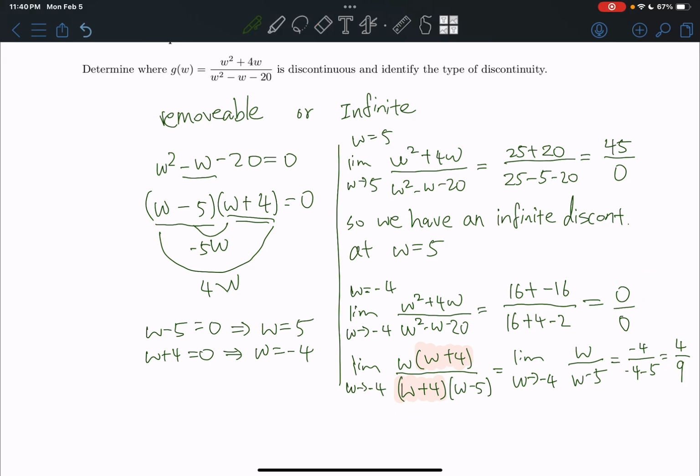Anyways, let's conclude this video by finishing writing this. So we have a removable discontinuity at w equals negative 4.